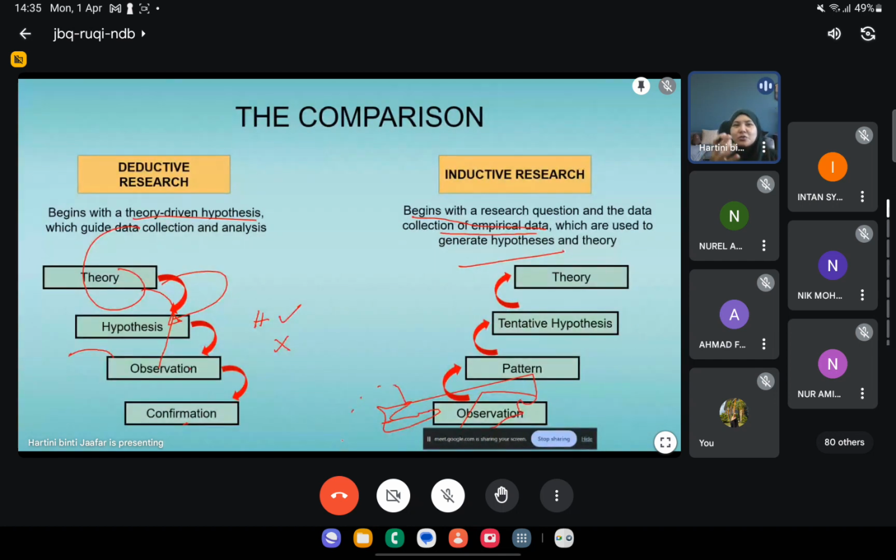Contohnya kan, I observe. So student A will get an A, student B will get an A, student C will get an A. So that is my observation. And based on that, I develop a pattern. I identify a pattern, and based on the pattern, I develop the proposition or I propose an idea, and that becomes a theory. So that is the difference between deductive and inductive research.